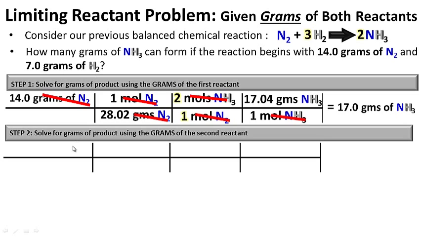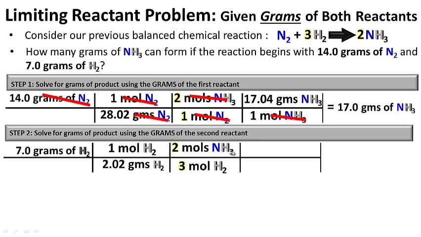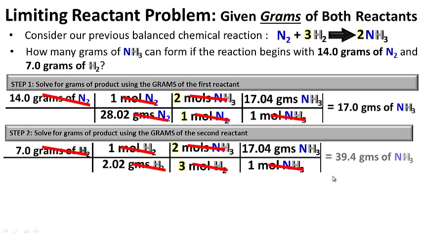So we have 7 grams of H2. Well, we know 1 mole of H2 has a molar mass of 2.02 grams of H2. And we know 3 moles of H2 will produce 2 moles of NH3, and we know 1 mole of NH3 has a molar mass of 17.04 grams of NH3. Our units cancel, giving us 39.4 grams of NH3.